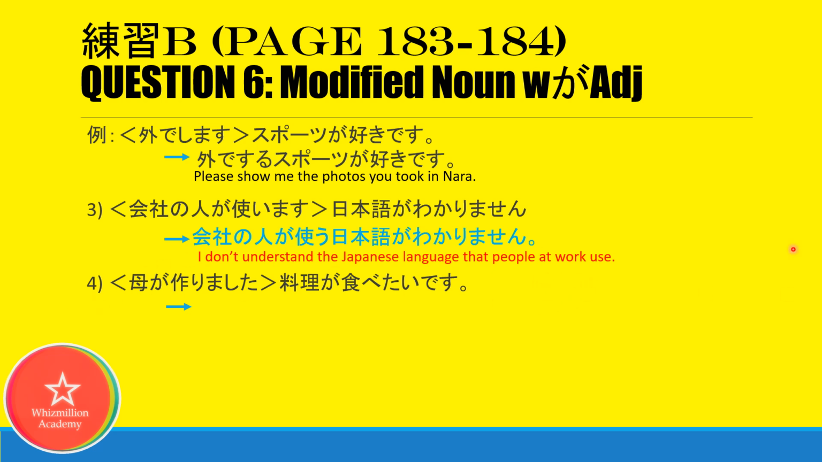Question 4. 母が作りました。料理が食べたいです。母が作った料理が食べたいです。I want to eat the food that my mother made. So the food here is the noun, and this is the food that I want, and the food that I want is made by my mom.